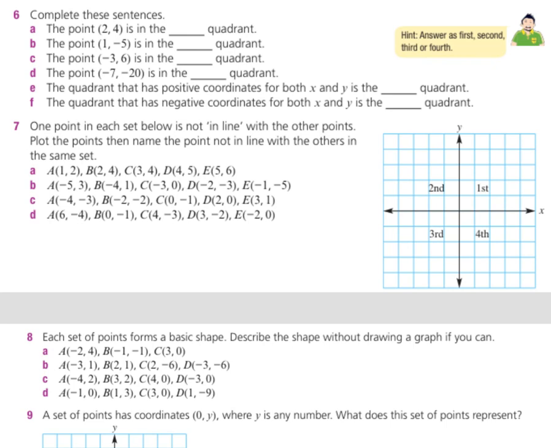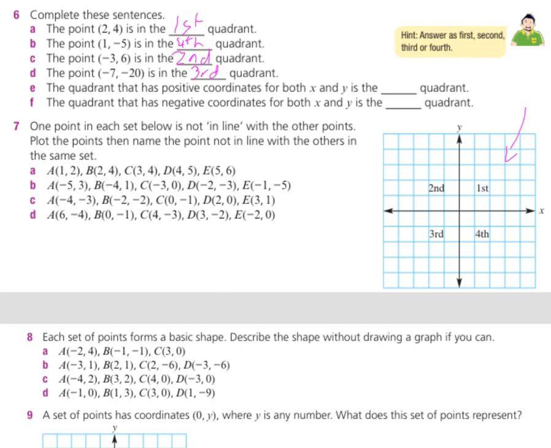So because this one is positive in both, that means it's in here somewhere. It's going to be in the first quadrant. The second one, because it's 1 and -5, is down here. That's going to be in the fourth quadrant. The next one is -3, which means it starts over here. -3 and 6 is going to be in the second quadrant. I guess that probably will give us something in the third quadrant for this one. Negative, negative will have to be third. So minus 7 is over here somewhere, and minus 20 is going to be way down there somewhere.